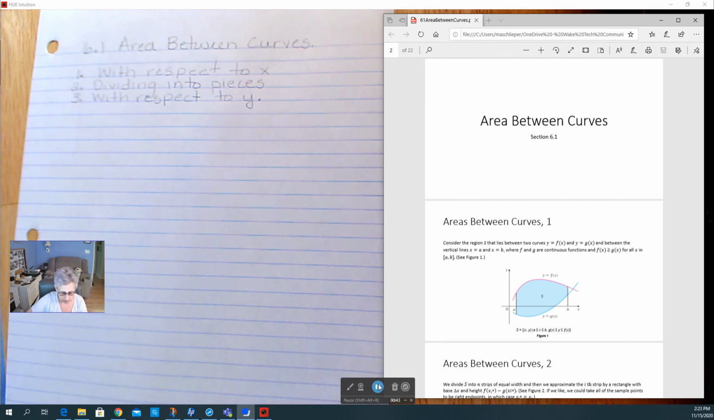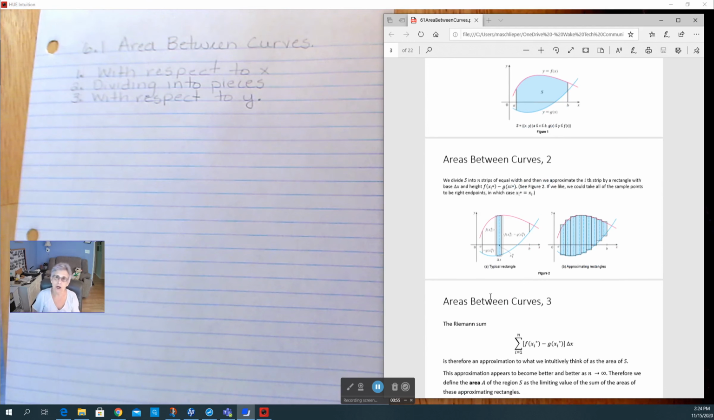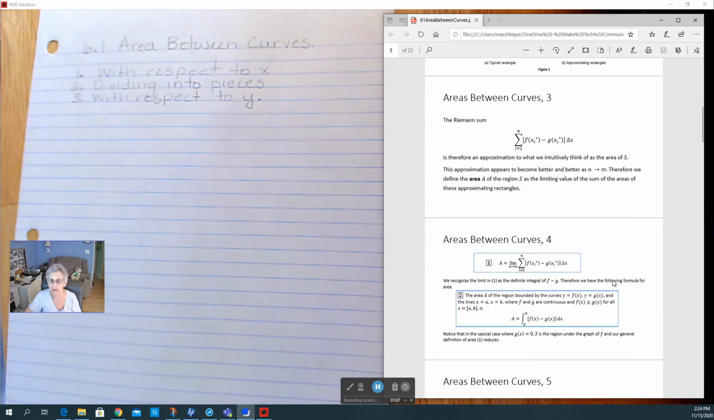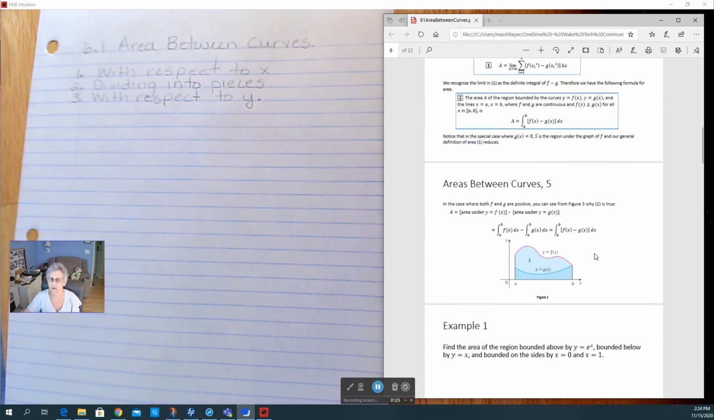Now remember that area under a curve can be described by the integral. So if we wanted the area between two curves, we could go through and motivate that exactly like we did the integral with rectangles to approximate it, Riemann sums, let the number of rectangles approach infinity, and we would end up with an integral. So it's the integral from one end of the region to the other end of the region of the top function minus the bottom function. Easy enough. Exactly what you would expect it to be.